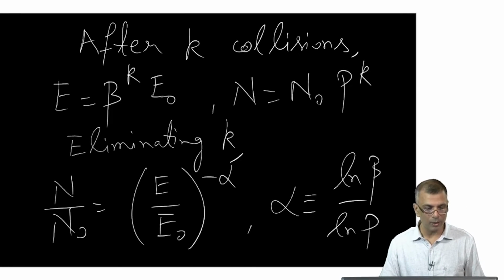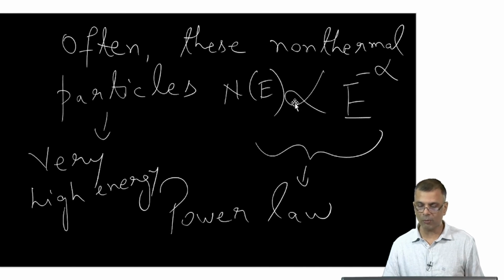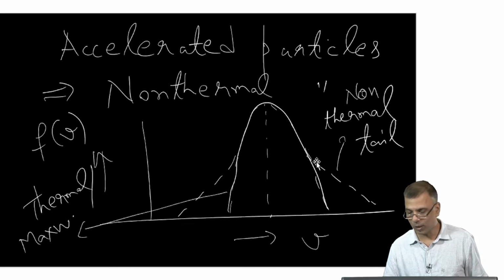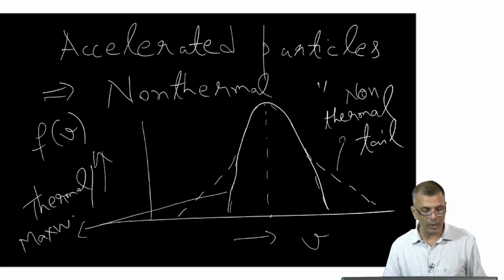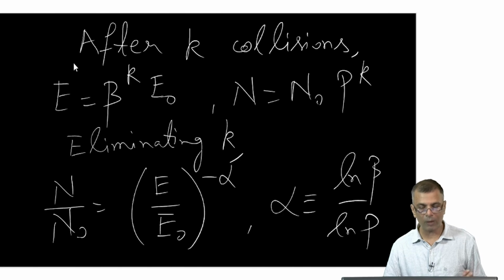You remember that in our discussion of accelerated particles, I said that most of the time these non-thermal particles have a power law kind of distribution. In other words, they are non-Maxwellian. This would be a power law tail, and here is a way you could possibly get a power law tail.